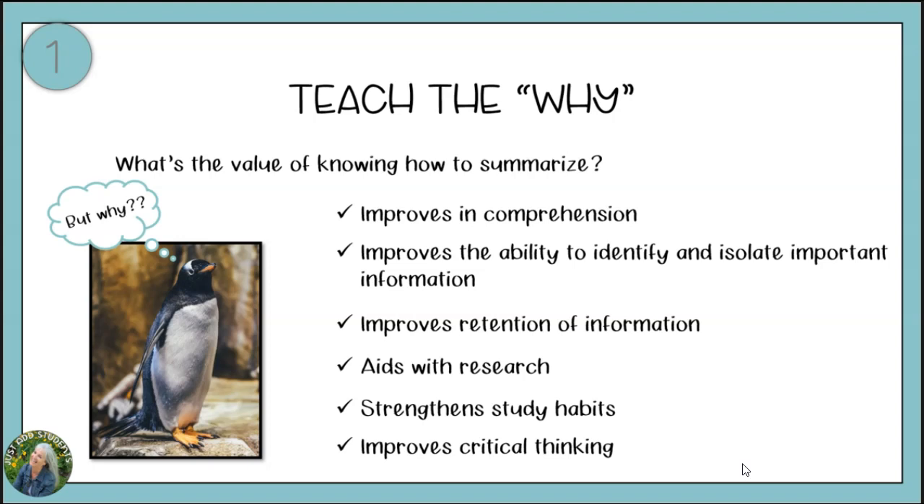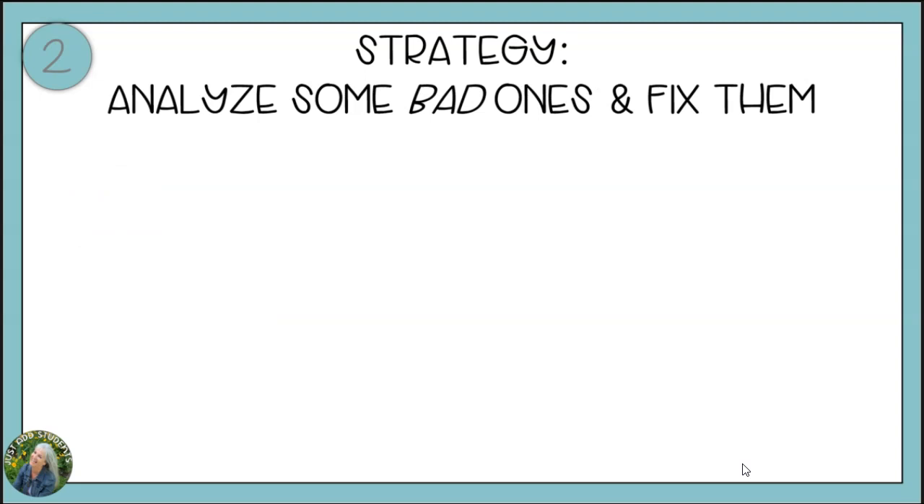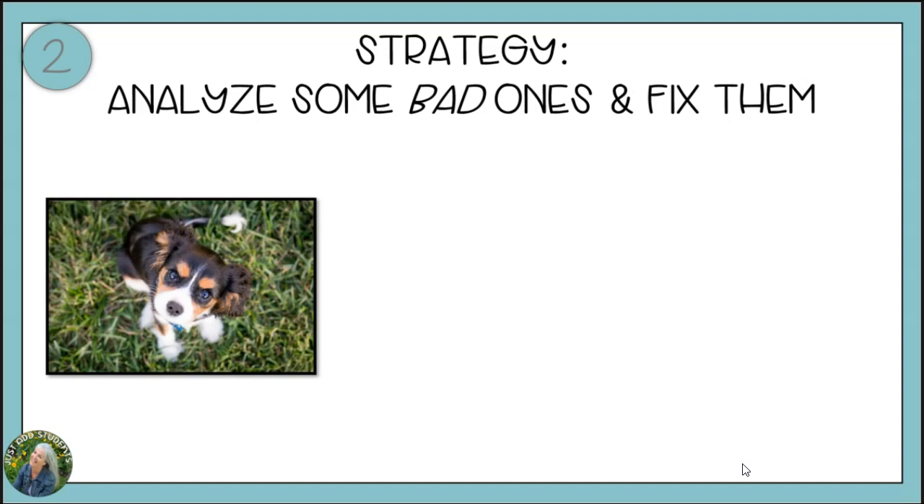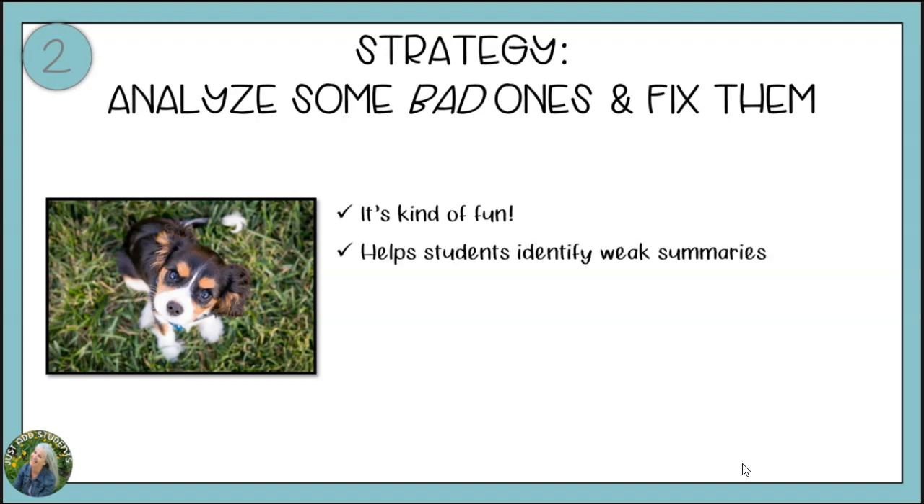So the next strategies, once your students understand why you're asking them to summarize, we want to have some strategies of how they're going to do it. So the first one is to analyze some bad summaries and fix them. And we know that middle school students enjoy finding things that are wrong, so they oftentimes will enjoy this kind of a learning task. So it is kind of fun to find some bad summaries, and you can actually write bad summaries for your students, and they don't have to know you've written them, of course, but they can analyze why they're weak summaries and what can be done to improve them.